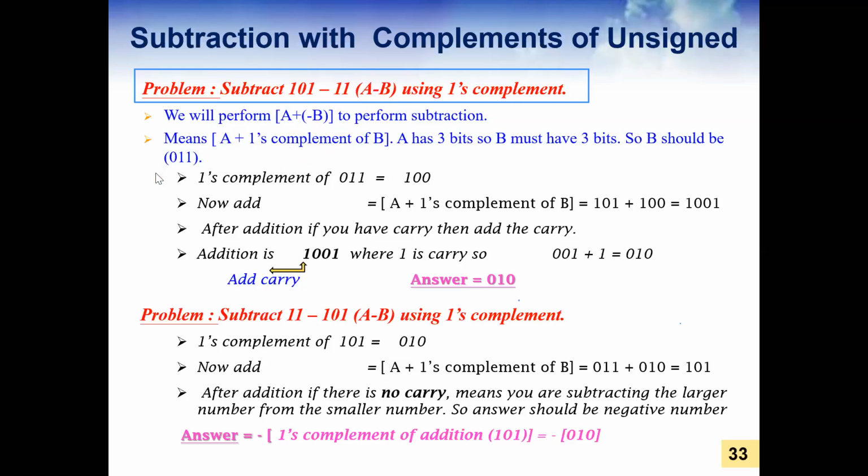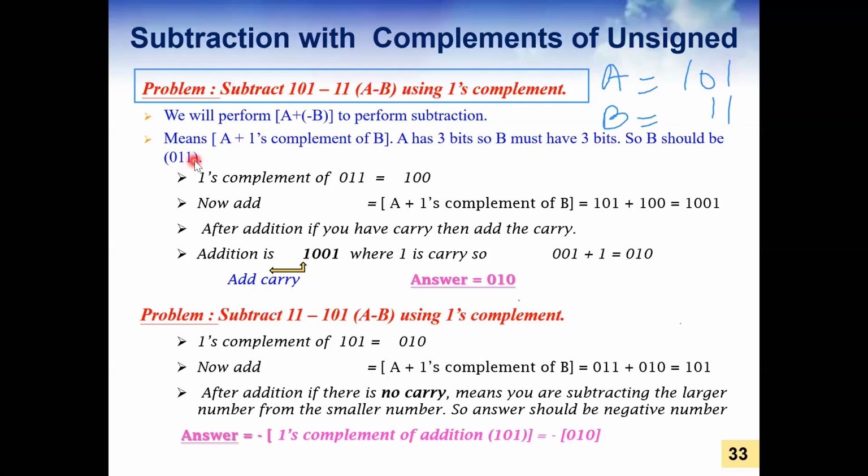A is given as 101. B is given as 11. So we are going to do a plus the 1's complement of b. A has 3 bits, you can see 1, 2, 3. B must have 3 bits, but you can see here it has only 2. So b should be 0 1 1.